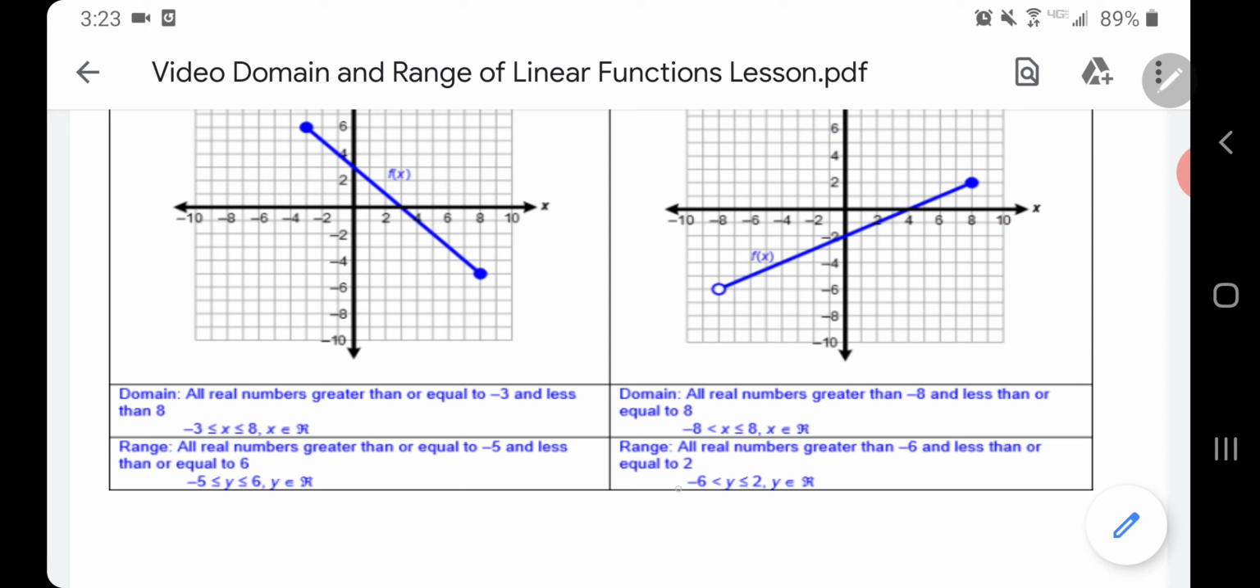Once again, inequality notation written down here. Y is between -6 and 2, and we can be equal to 2. And it is the real numbers.